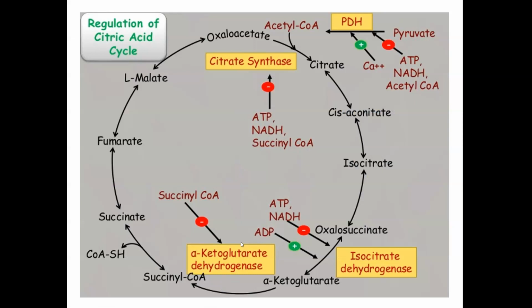We see that the Krebs cycle likewise is inhibited by high levels of ATP. Again, if we have enough ATP, we don't need to go through the process of trying to break down glucose in order to make ATP. So we see early steps such as citrate synthase is inhibited by high levels of ATP, as well as high levels of NADH.